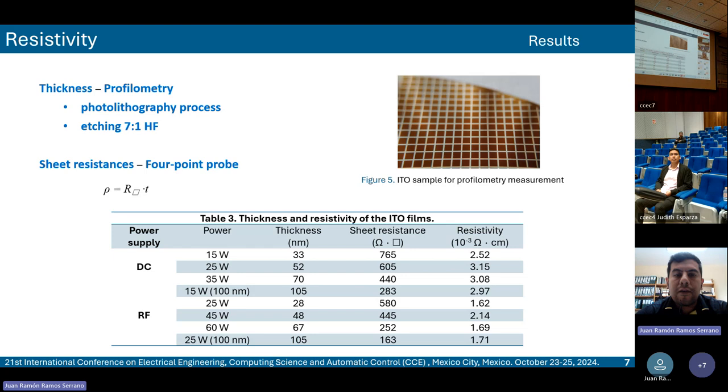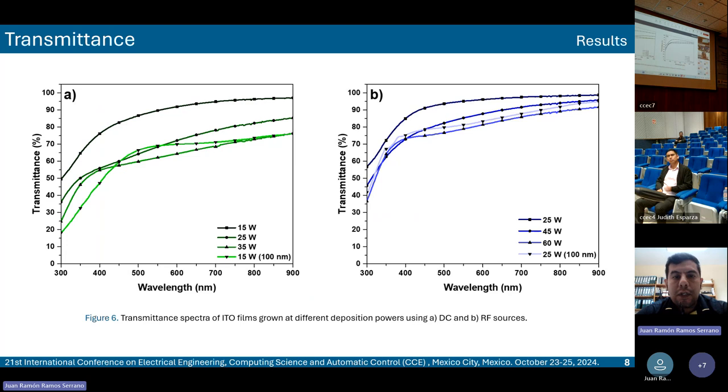We can observe that the resistivity shows close values at different deposition powers without any trend for DC or RF deposition, being at the same order of magnitude. Figure 6 shows the transmittance spectra. A trend to reducing transmittance with increasing deposition power can be observed in both cases. This is mainly related to an increase in the film thickness. The ITO films deposited with the RF source show a higher transmittance percentage with a more pronounced absorption edge.